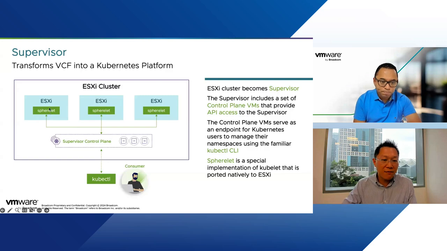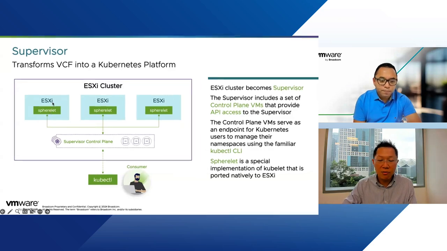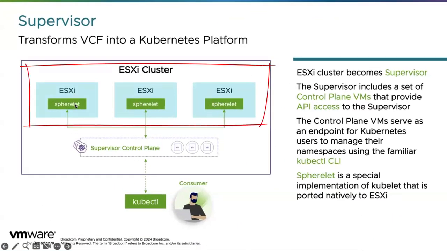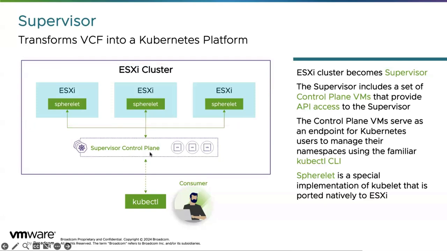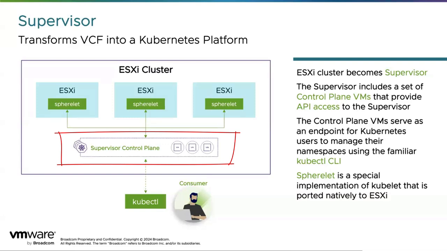So in this case, we have the spearlet running in the hypervisor itself. Again, the role or the responsibility of the spearlet is very similar to the kubelet, which is basically scaling the pods and getting instruction from the supervisor control plane. In this case, the supervisor control plane is very similar to the Kubernetes control plane, right?